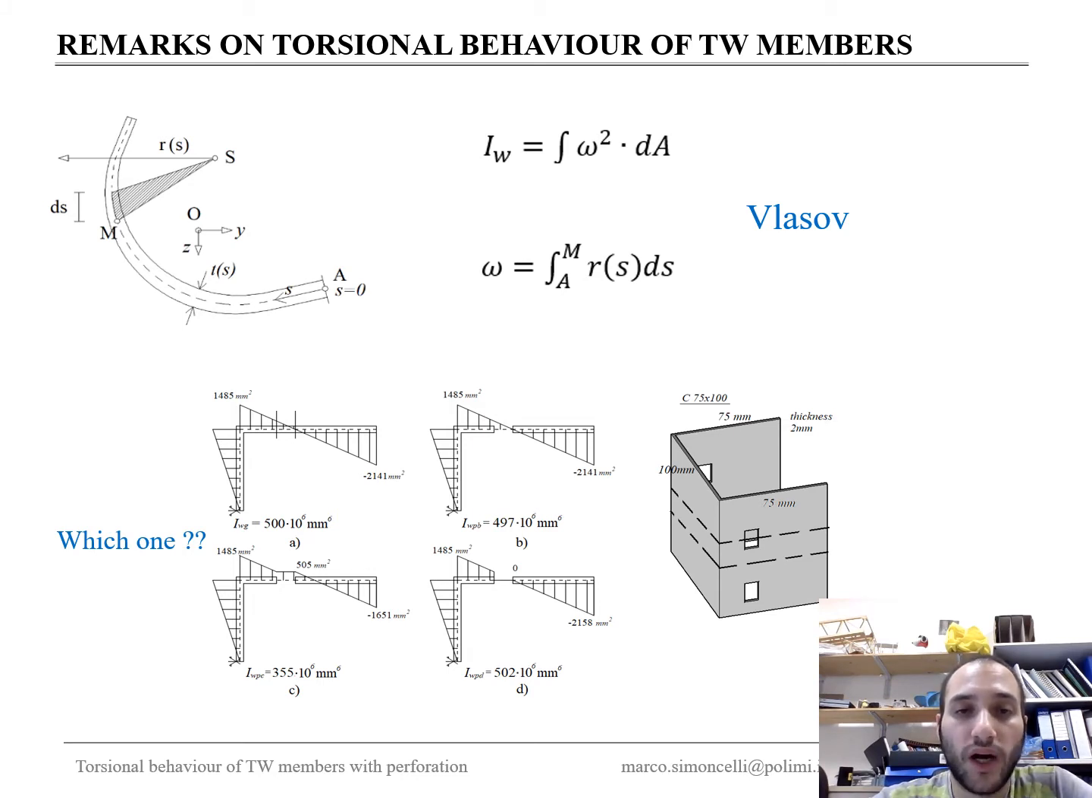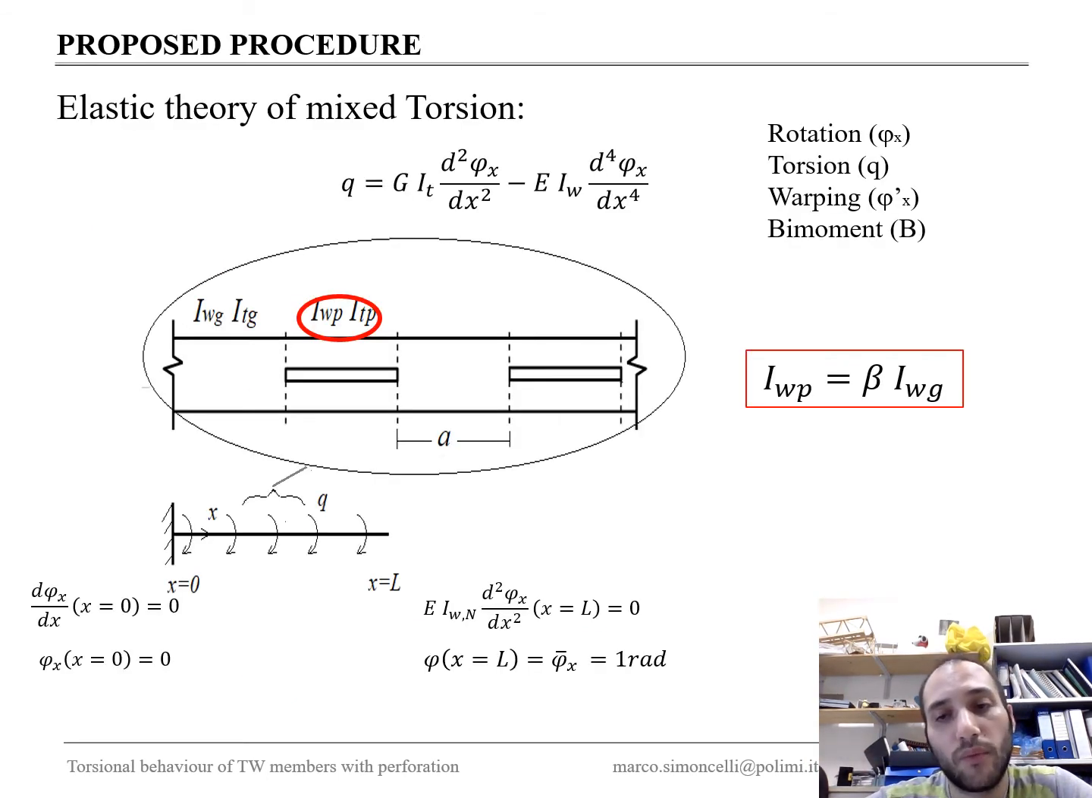Starting from the gross one, with option B we have a slight reduction of the warping constant. Option C gives us a very big reduction of the warping constant. Option D is really strange because it gives us an increase of the warping constant, and this is strange. With perforation we cannot have an increase of the warping constant. To overcome this problem, we start with a mixed practical numerical procedure.